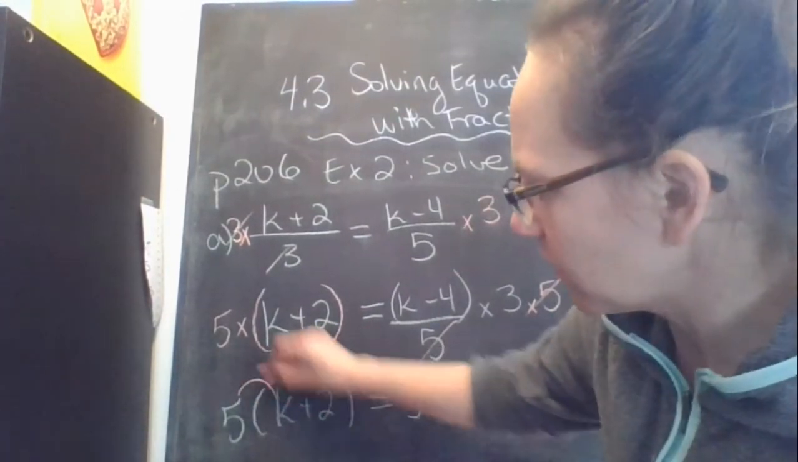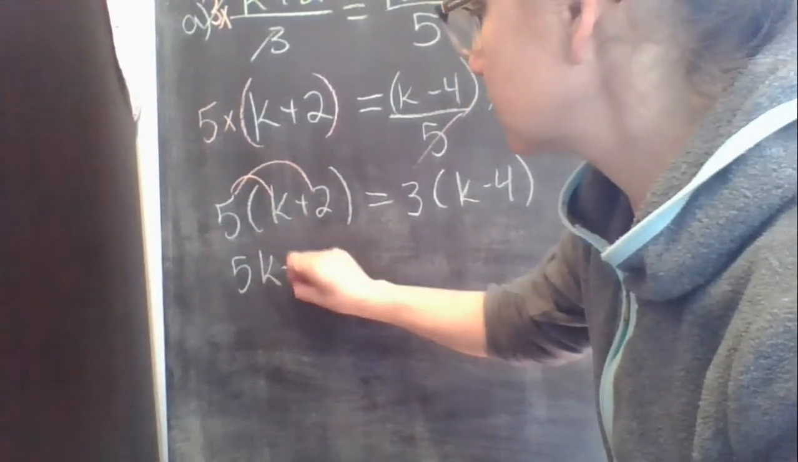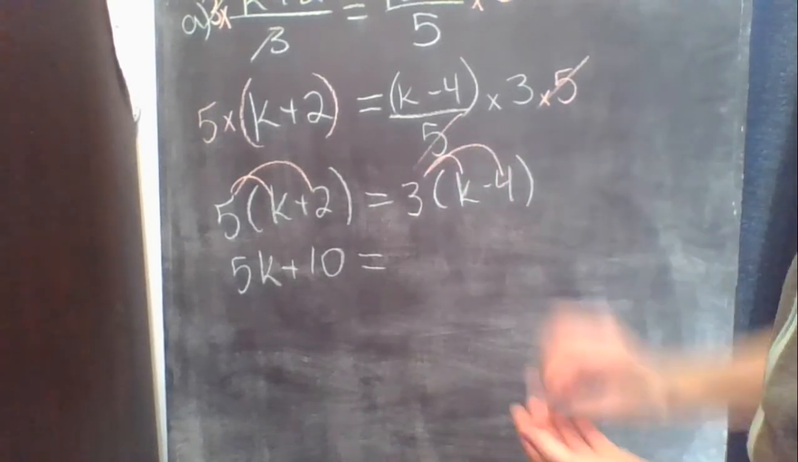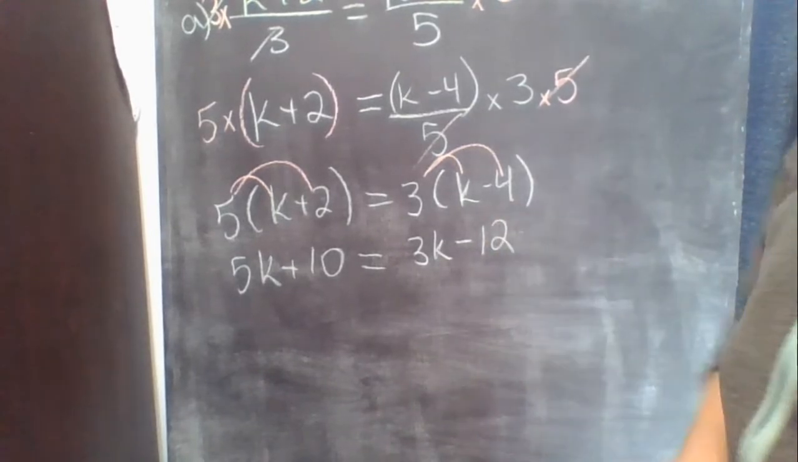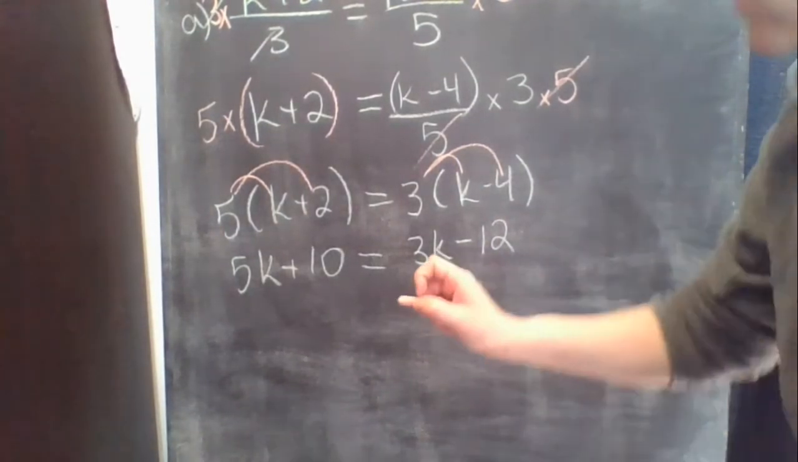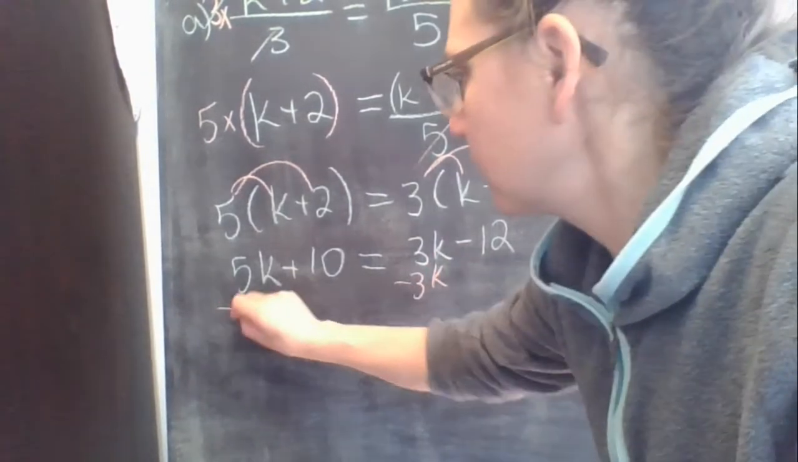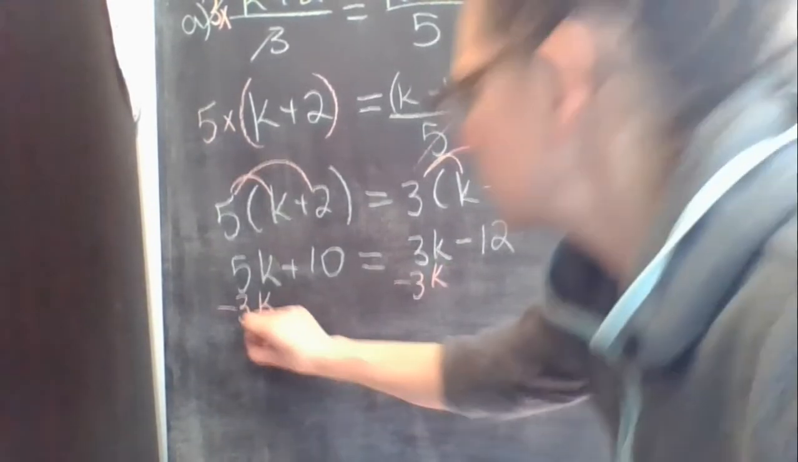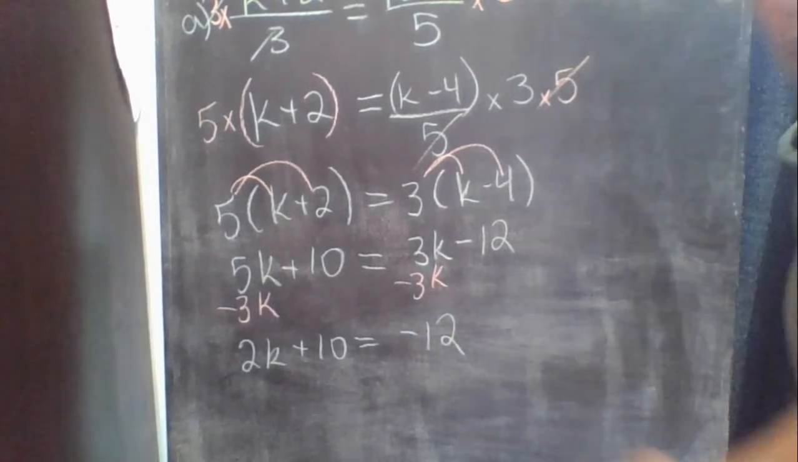Now I can expand my brackets. So 5 times k gives me 5k. 5 times 2 gives me 10 equals 3 times k gives me 3k minus 3 times 4 gives me 12. Now I can rearrange, start collecting things. So let's get my k's together. So I'm going to minus 3k from both sides. And that gives me 2k plus 10 equals negative 12.